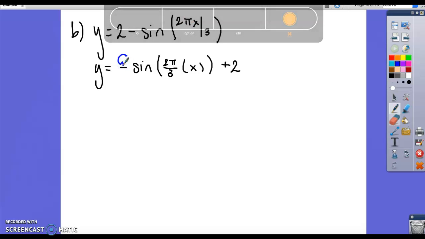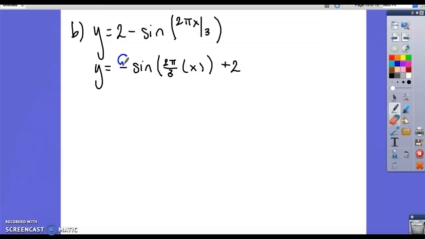Here's my A. Here's my B. H is technically 0. We're not looking at a phase shift yet. And K is that vertical translation, which is 2. So I have an amplitude. Remember, it's the absolute value of this number, so my amplitude is 1. That means my graph goes 1 unit above the midline and 1 unit below the midline.